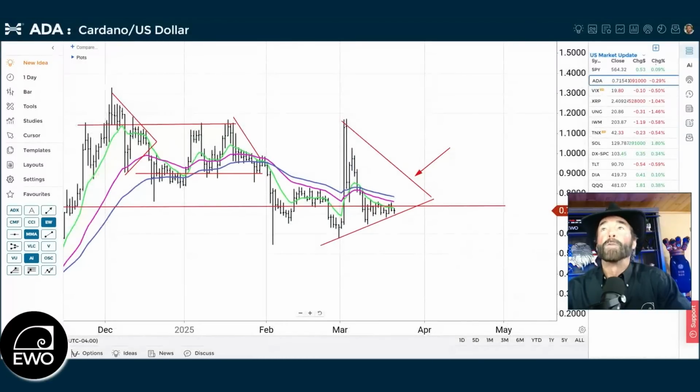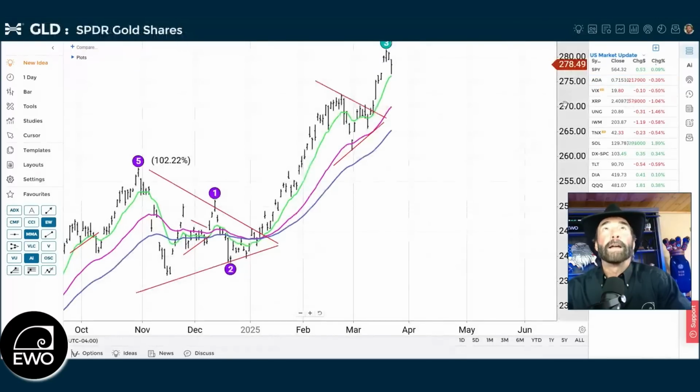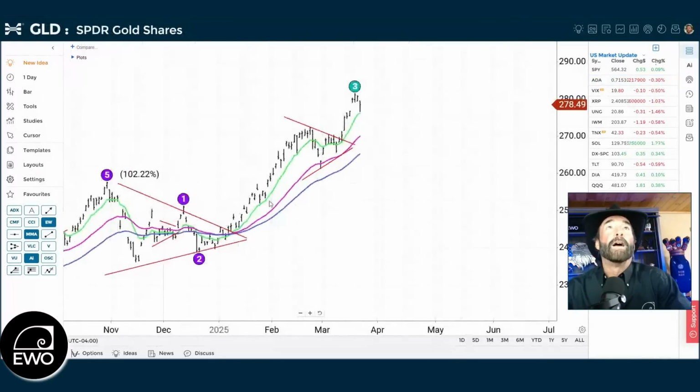Let's go to the metals. We'll take a look at gold. We take a look at GLD. Finally taking a slight breather here. We had this big run up. Kind of surprised me. Not that GLD does this. GLD is a great one if you like to trade those triangles.